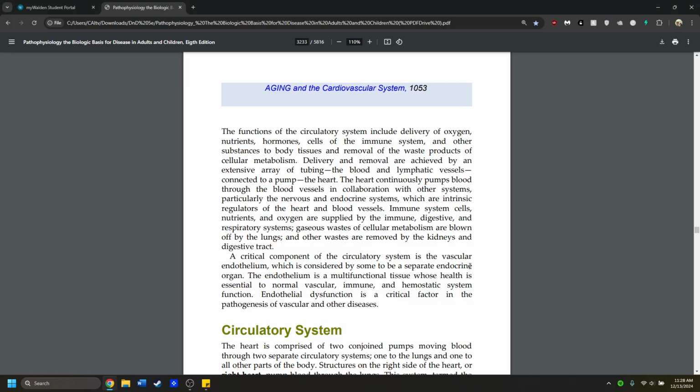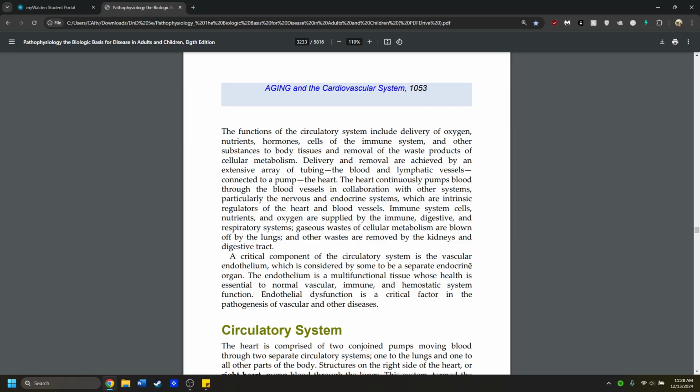Immune system cells, nutrients, and oxygen are supplied by the immune, digestive, and respiratory systems. Gaseous wastes of cellular metabolism are blown off by the lungs, and other wastes are removed by the kidneys and digestive tract.